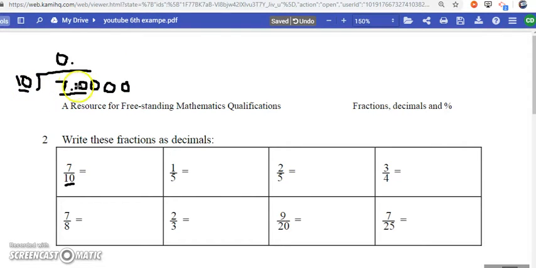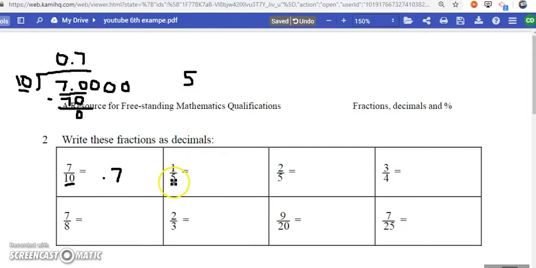10 goes into 70 7 times. And there we go. 7 times 10 is 70, and you can stop when you have 0 as a remainder. Take a look. We have just converted a fraction into a decimal.